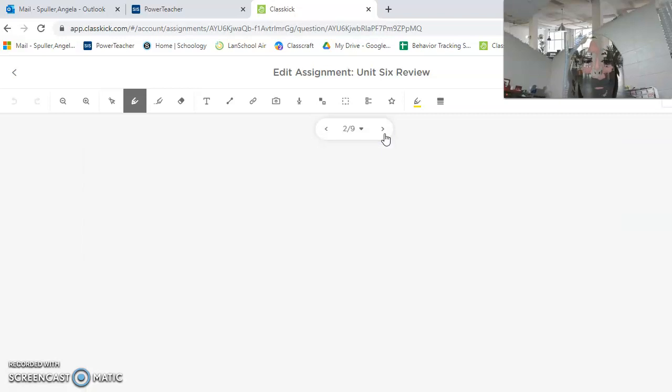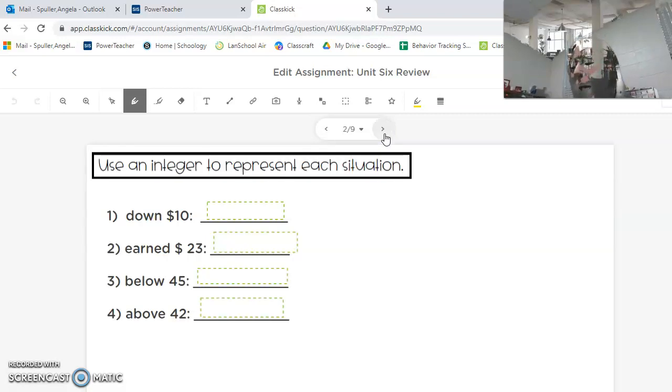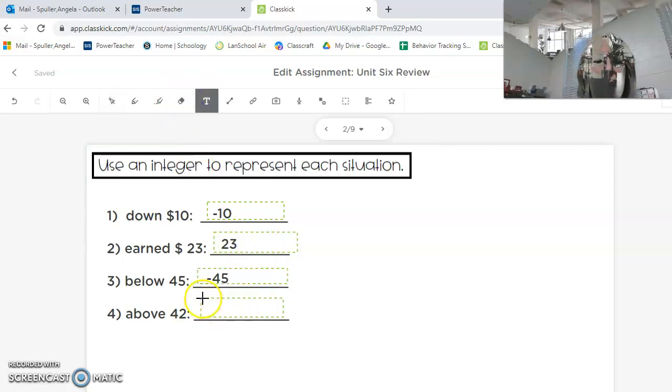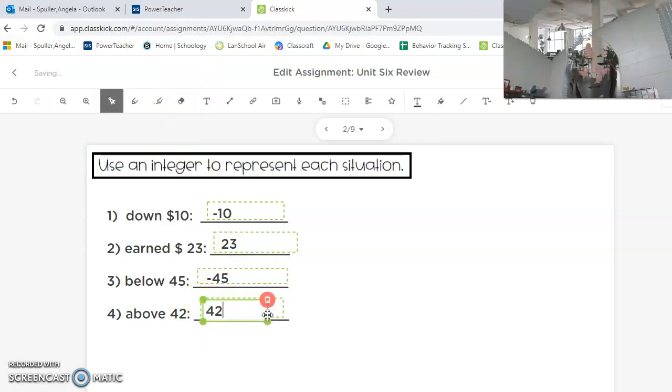Let's get started. Okay, so first off, let's talk about how we can determine, using keywords, whether a number or integer is positive or negative. Down: if something goes down in value, it's negative, like negative 10. If you earn $23, somebody is giving you more money, so it's positive. Below, think about that like below sea level. If it's below, it's under, so it's negative. And we know the opposite of below is above, so that would be positive.